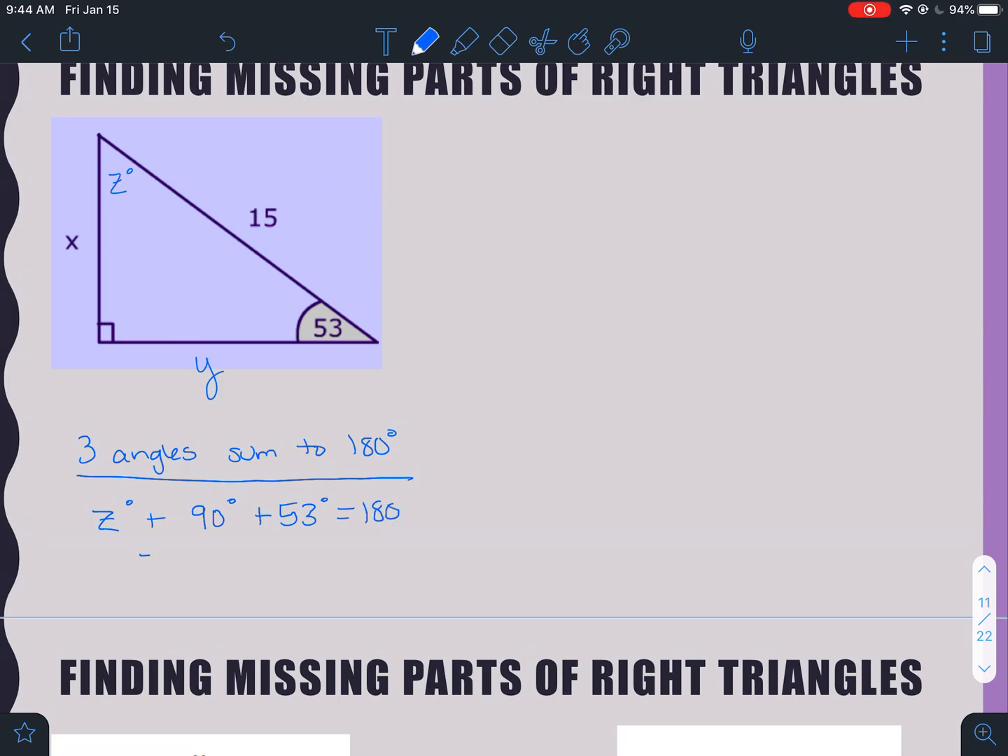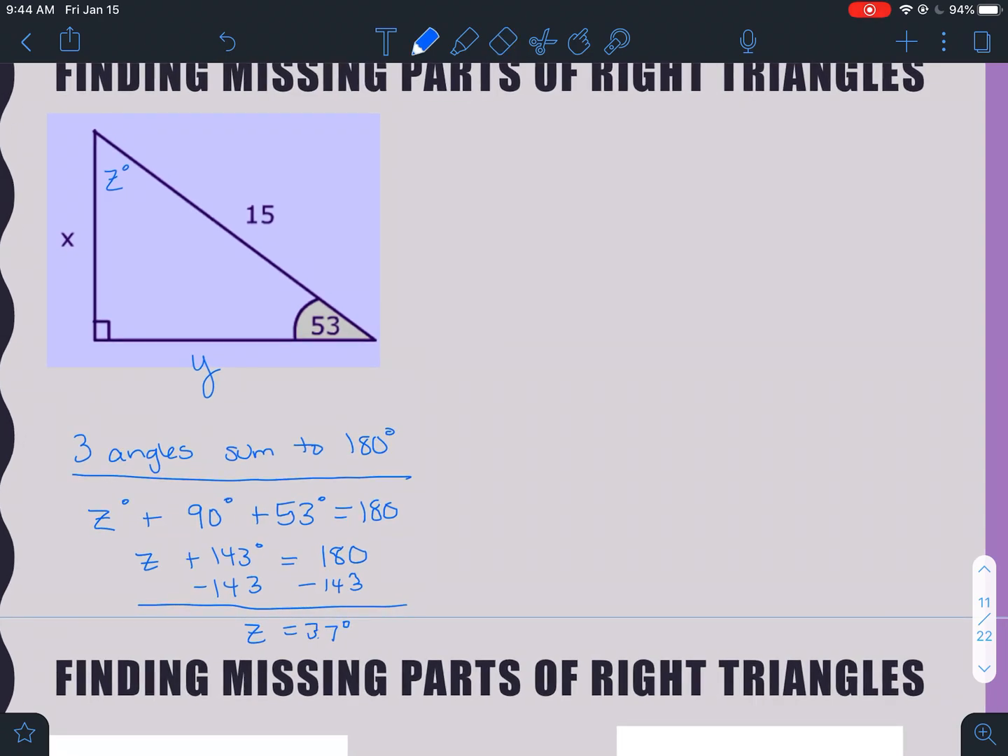So 90 plus 53 is 143. So 143 plus z equals 180. Then subtract the 143 from both sides. And we get angle z is going to equal 37. So 37 degrees. So this missing angle up here is 37 degrees.